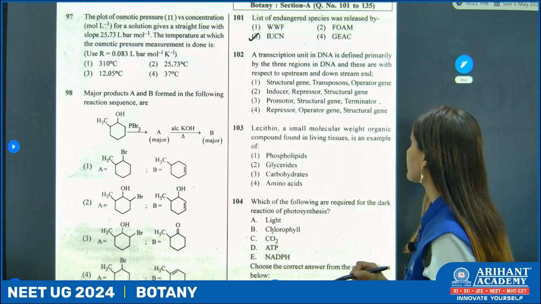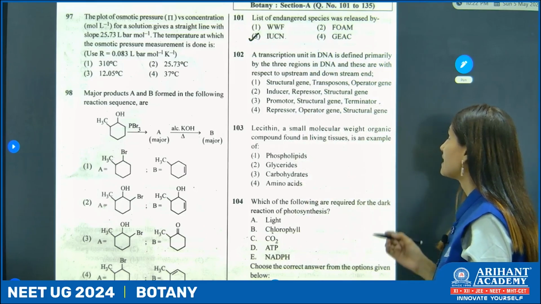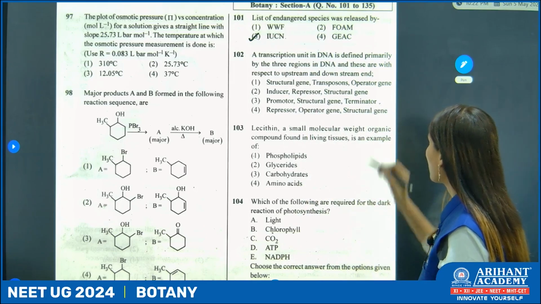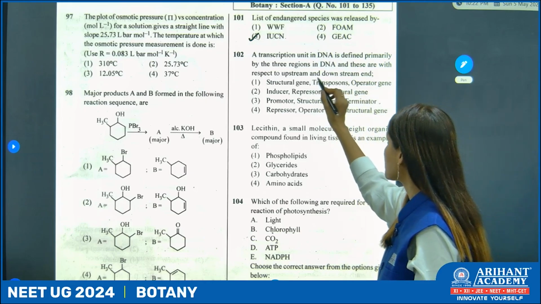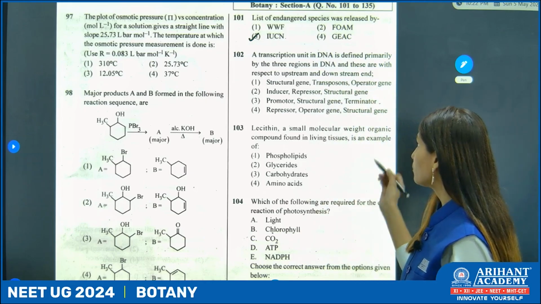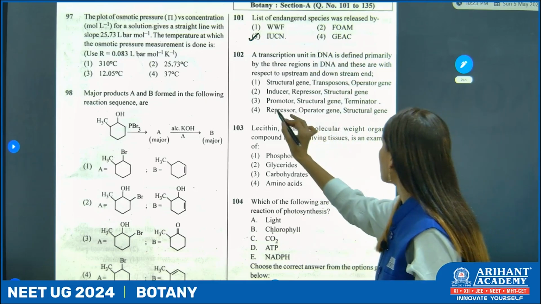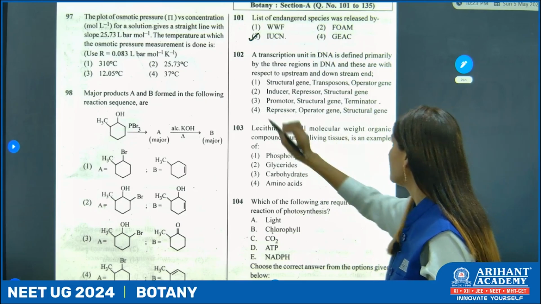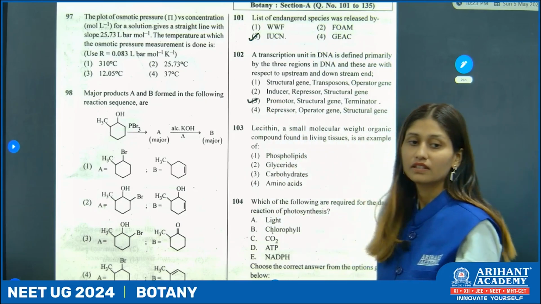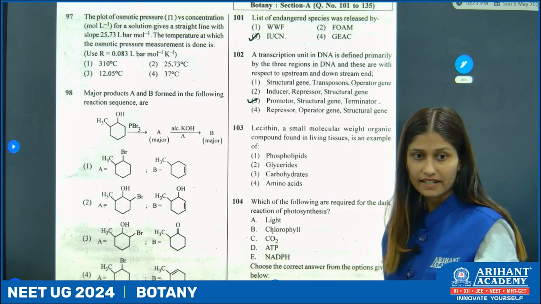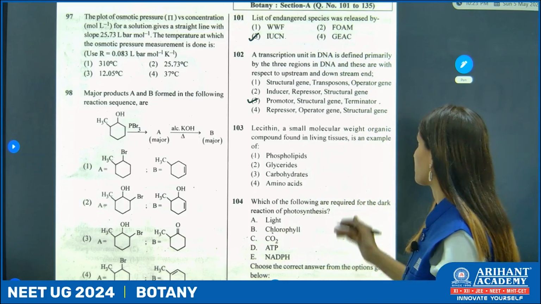The next question: a transcription unit in DNA is defined primarily by three regions in DNA, with respect to the upstream and downstream ends. So the answer for this would be the promoter, structural gene and the terminator. This is the right answer. It is a direct question from the NCERT.